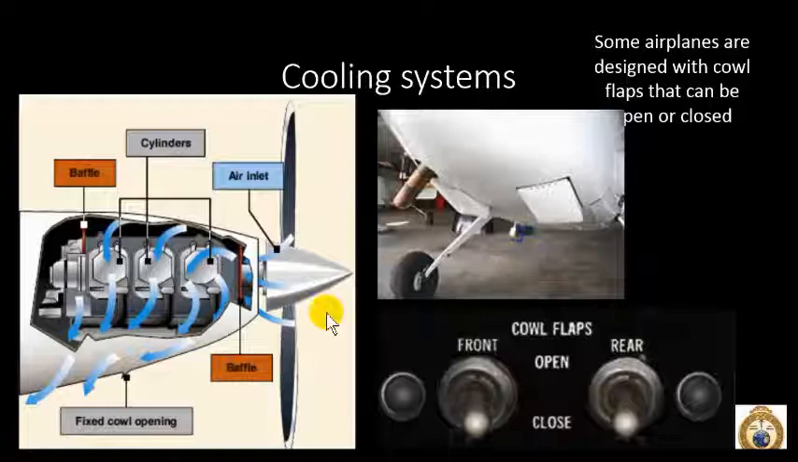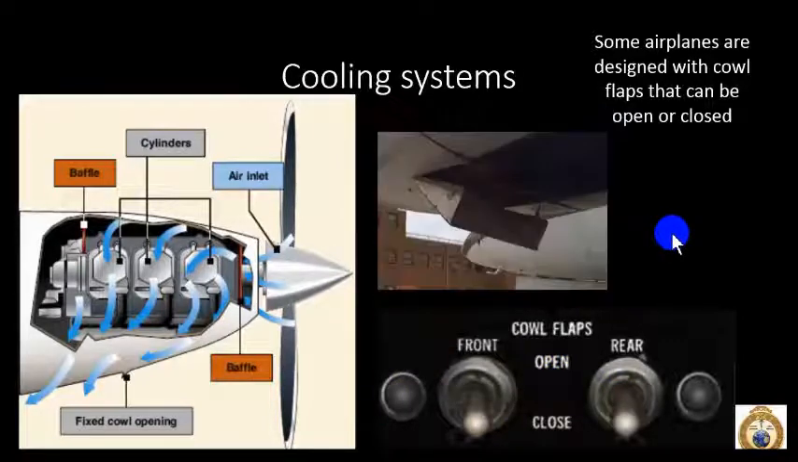So what we have built into these planes sometimes are cowl flap openings. And we have controls here. You can have a left, right, a front, rear, whatever. But you'll have some type of system or control in the cockpit.